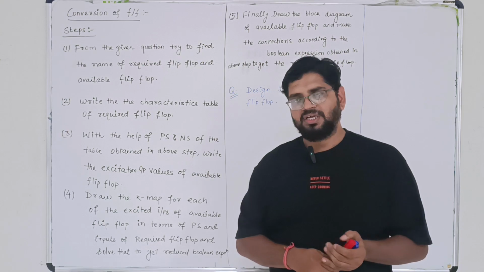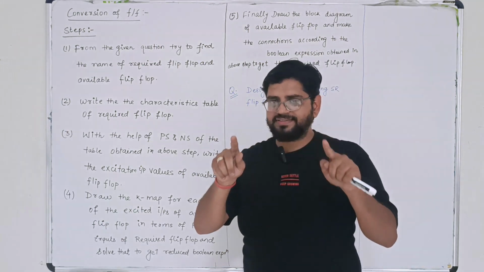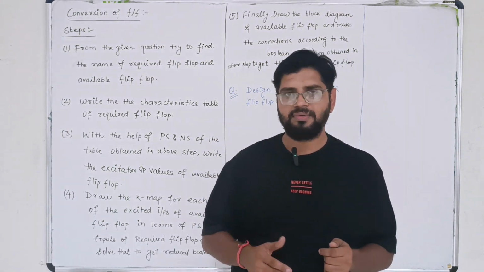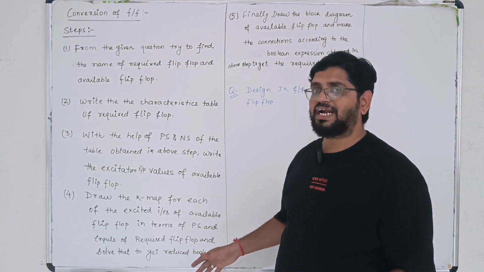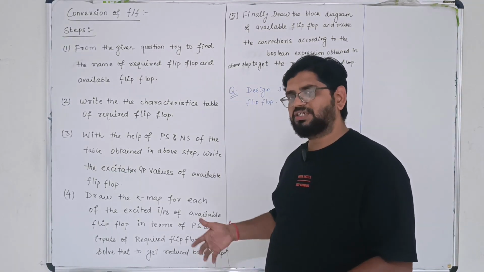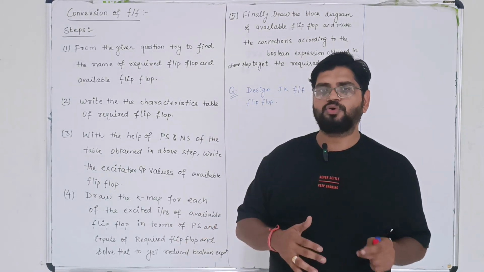Now, how to draw the diagram? The first thing is you will draw the available flip-flop, and whatever Boolean expression you have obtained after reducing the K-map should be designed over there.